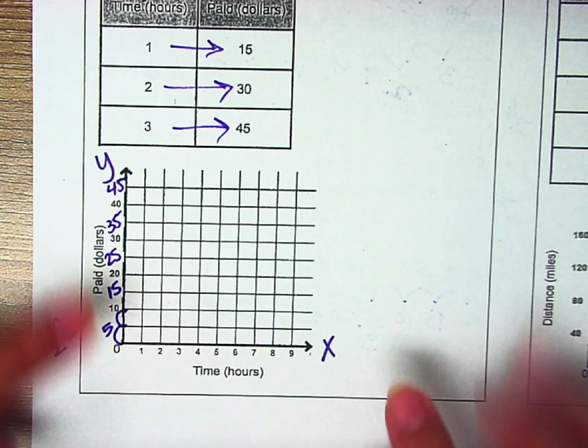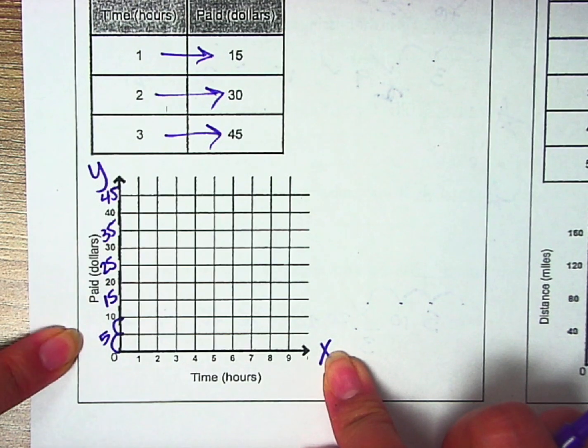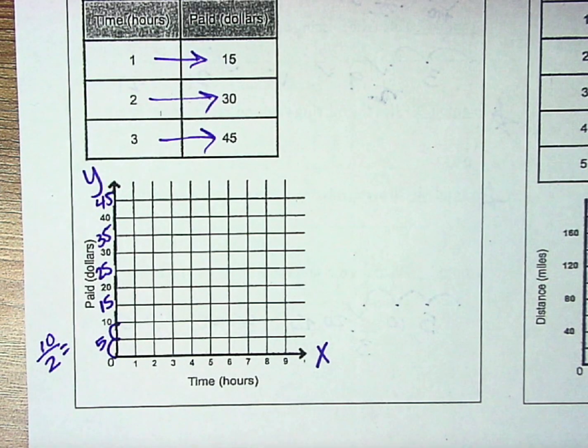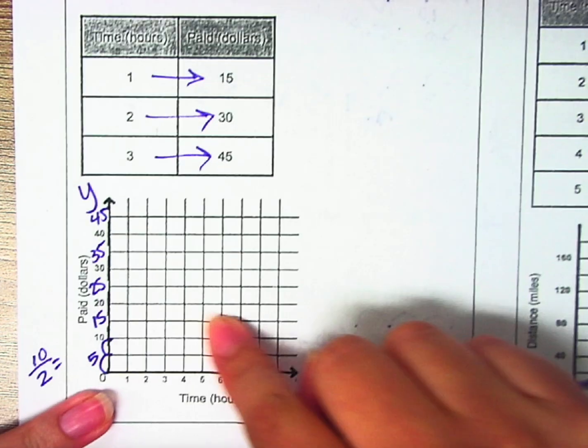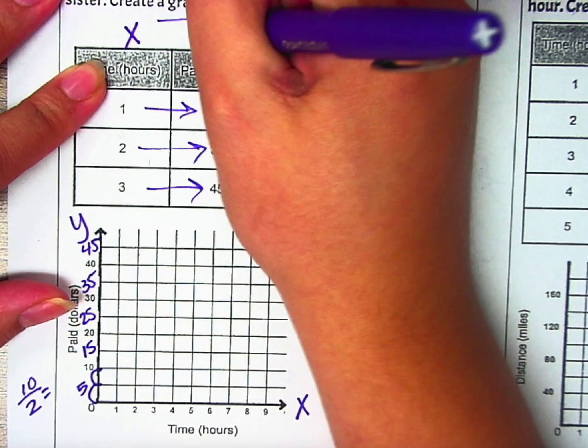So the first step, label your X and Y. Second step is fill in your missing increments. Now the third step is you are plotting on the graph. We're putting points on this graph. They give us a table. Remember, our table is always going to look X and Y.